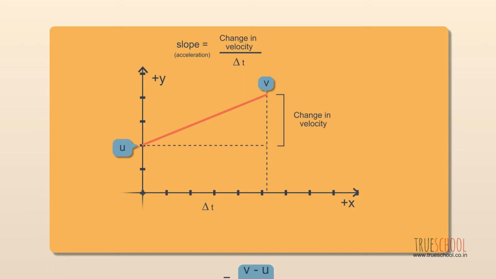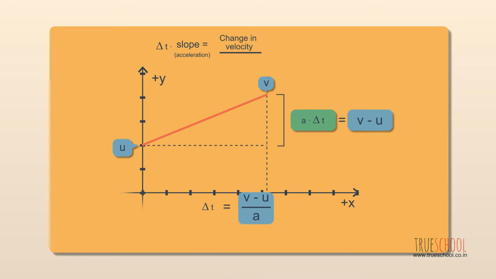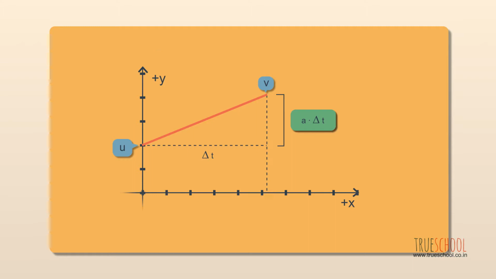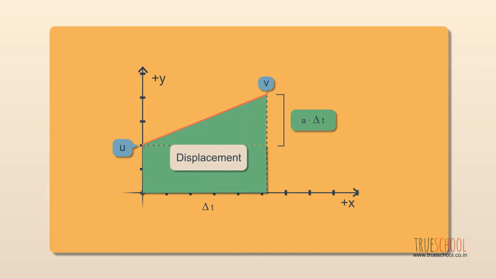So, if we know the time interval, we can find the change in velocity, which will be time interval into acceleration. And if we know the change in velocity, we can find the time interval by dividing it by acceleration. The other information we can obtain from this velocity versus time graph is to find the area under the curve in a given time interval, that is to find displacement.